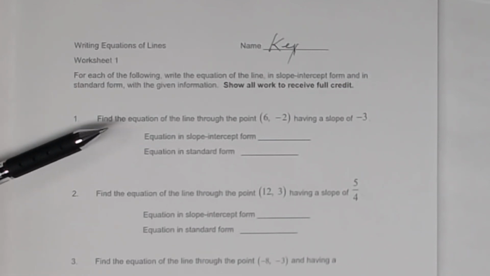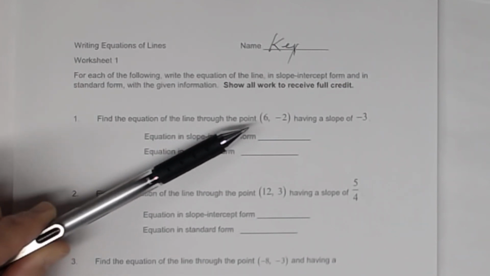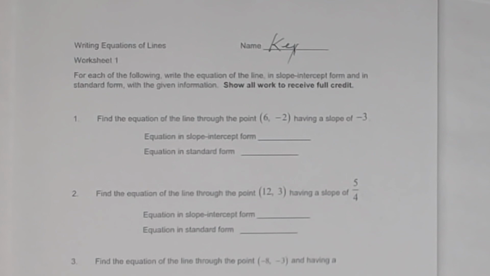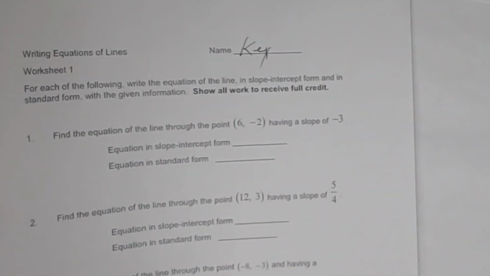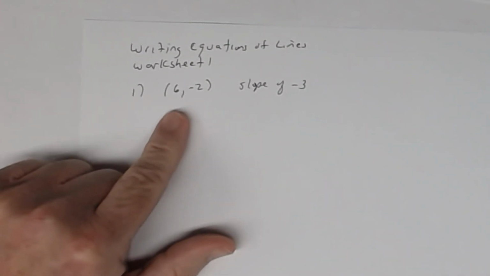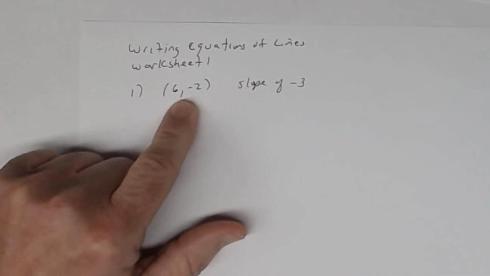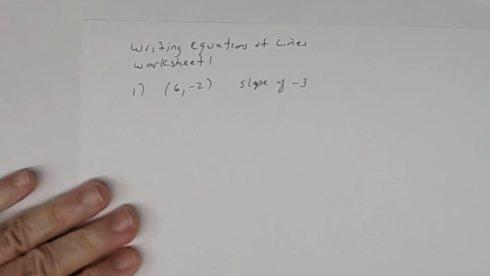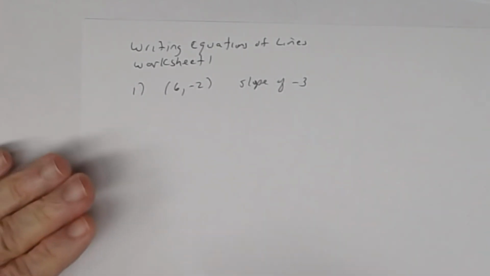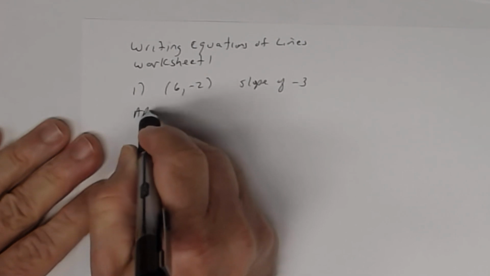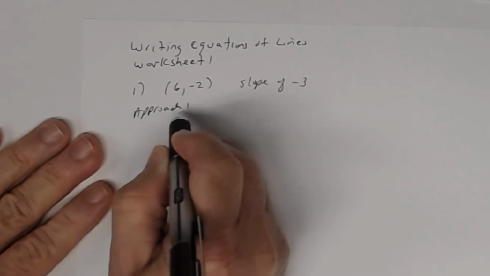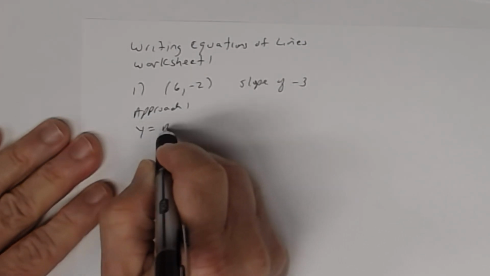So number 1, it says find the equation with a line that contains this point and has this slope. All right, so let's look at number 1. You're told that the line contains this point and it has this slope. So remember there are two approaches you can use. Approach number 1, some of you probably use this first approach, is where you use the slope-intercept form.